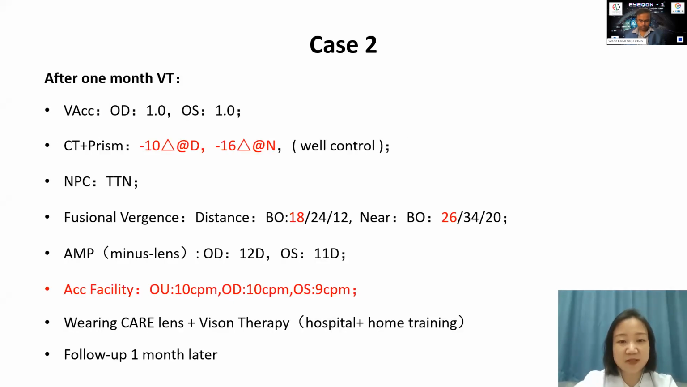Let's take a look at the results of the visual function re-evaluation after 1 month of this therapy. Although the amount of strabismus has not changed, there has been a significant improvement in the range of fusional vergence. Accommodative flexibility has also shown noticeable improvement. Due to the significant progress observed in the patient's visual training, we asked the boy to wear myopia control lenses all day. As the patient still has a slight degree of exotropia, we have advised him to continue with the hospital vision therapy and the daily home therapy. A follow-up examination of visual function will be conducted after 1 month.